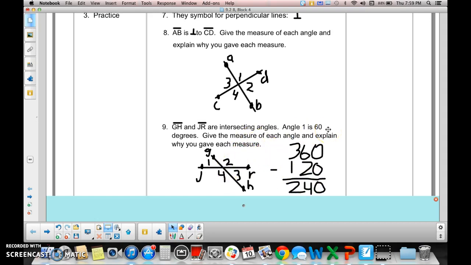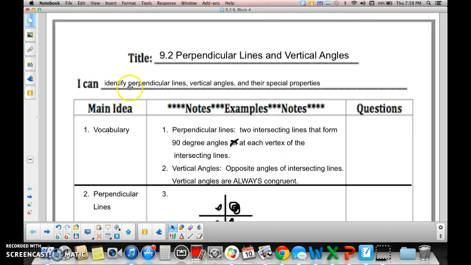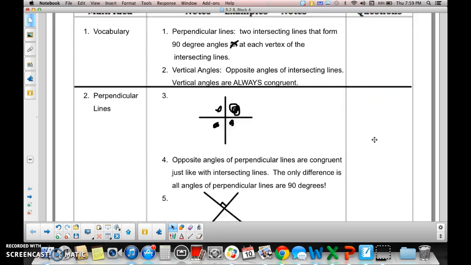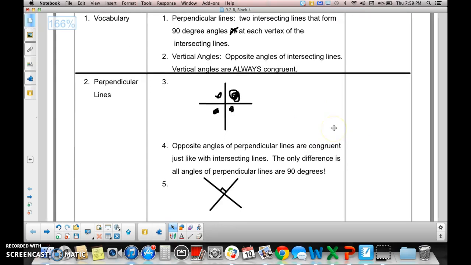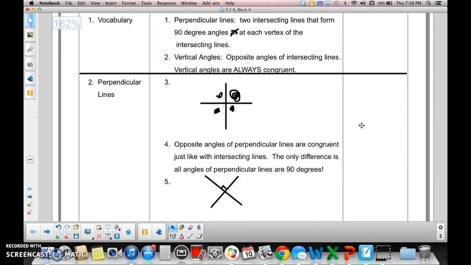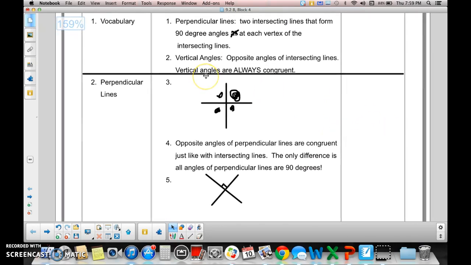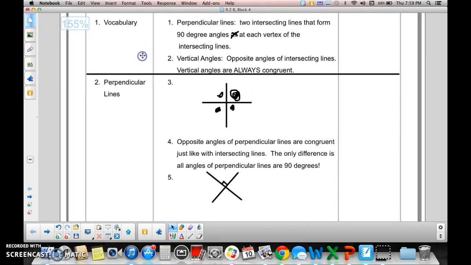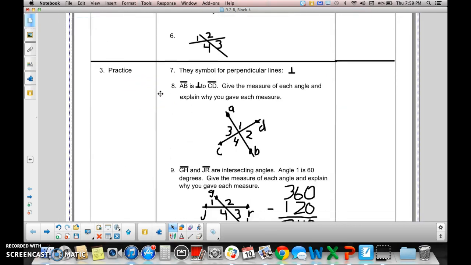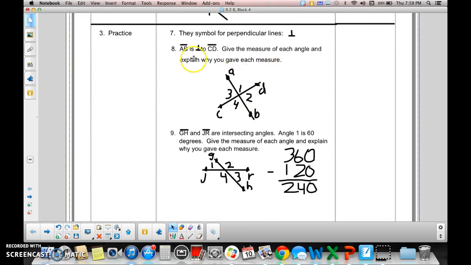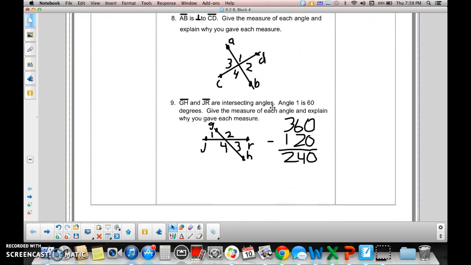That is what you need to know for today. After all is said and done, you should be able to identify perpendicular lines, vertical angles, and their special properties. You should have a question for your vocab. You should have a question after you view the perpendicular lines. I don't know why this is getting smaller on me. You should also have a question for number 3, the practice and what we did here.